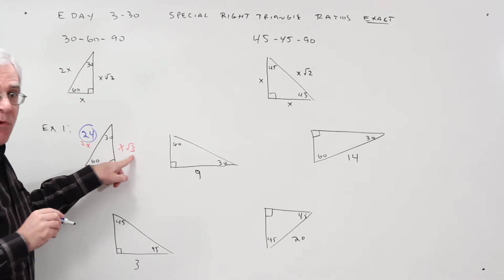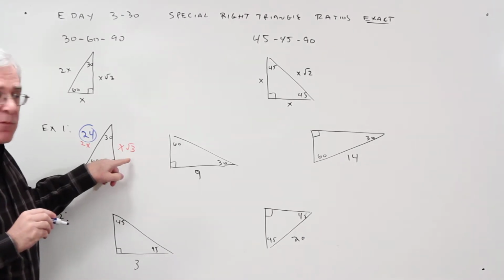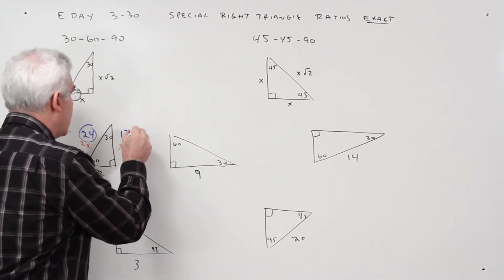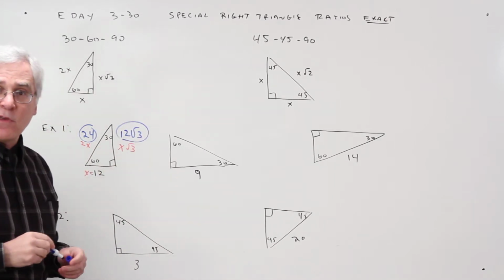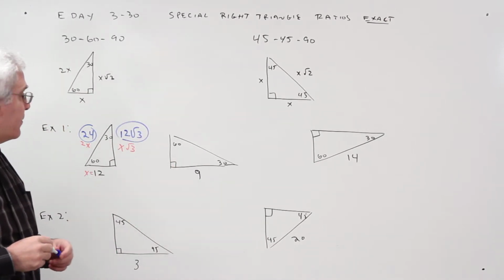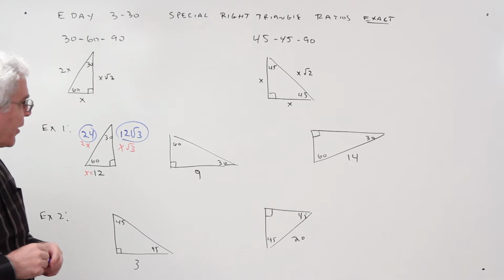This is x times radical 3. 12 times radical 3. Well, that was easy. Let's try example 2. Well, the second one in example 1.